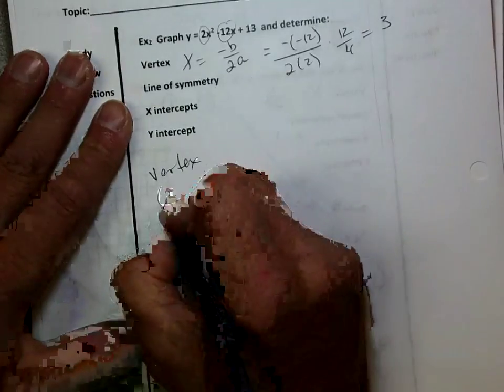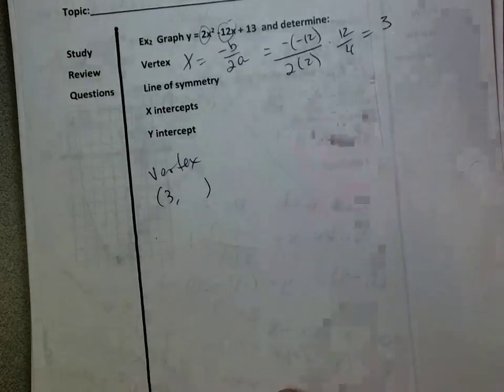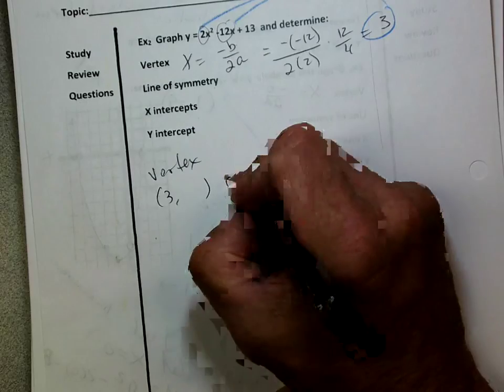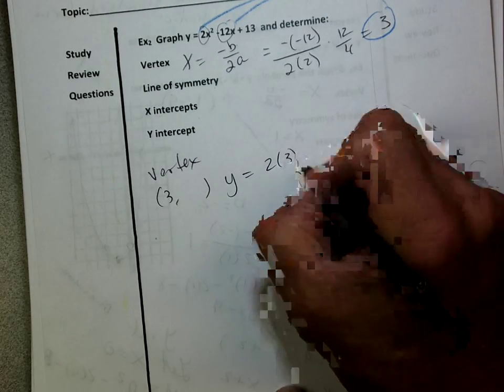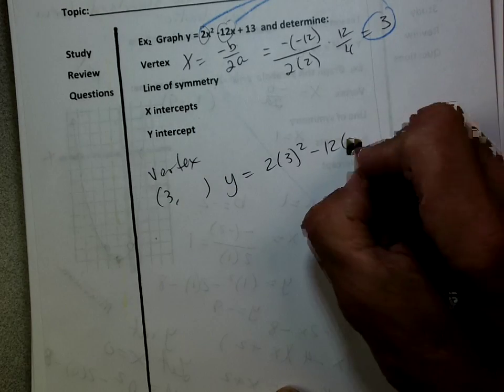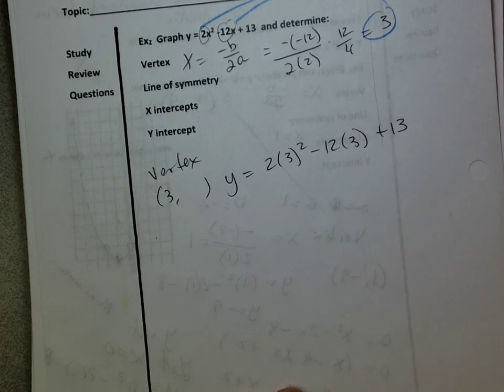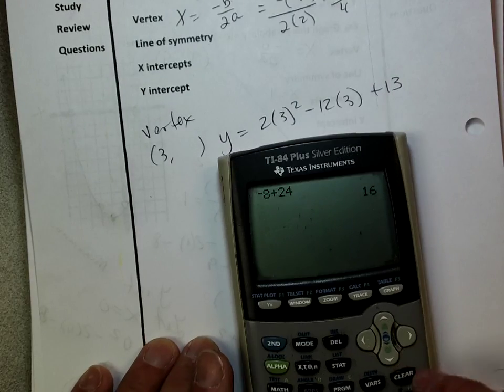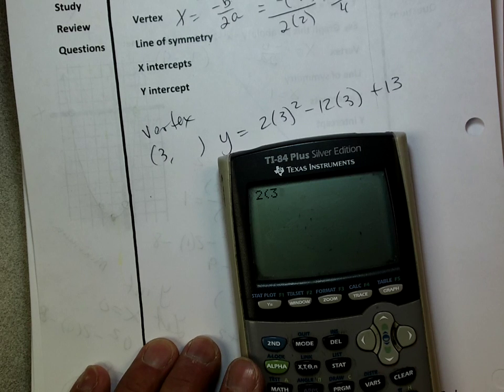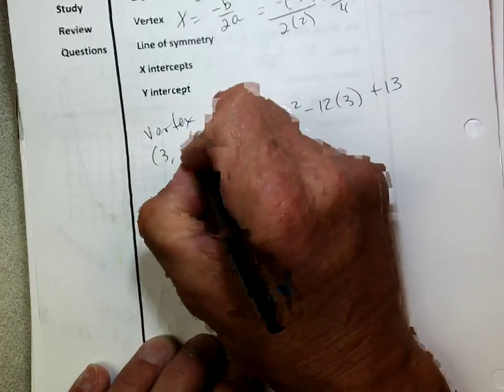of 3 something. So to get the corresponding y value, we'll plug 3 in for x. I can do that. That's not too bad. y equals 2 times 3 squared minus 12 times 3 plus 13. I think it's easier just to put it in the calculator. Let the calculator do the work for me. 2 times 3 squared minus 12 times 3 plus 13. And I get an answer of -5. Okay, y equals -5. So there's my vertex, 3, -5.